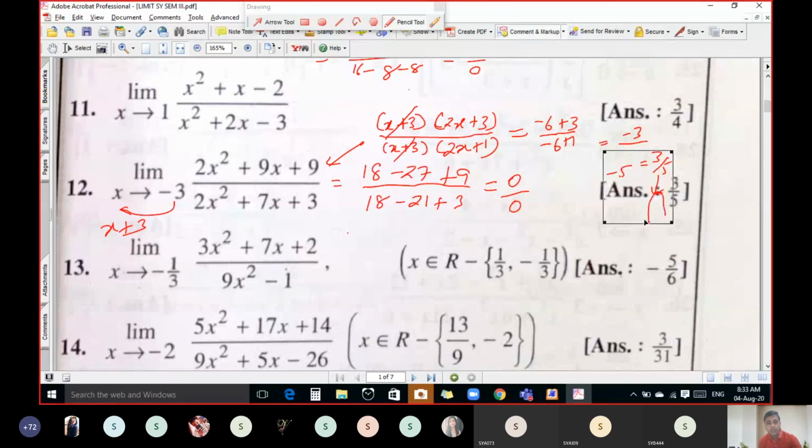So 3 by 5 is the answer for question number 12. That is the final answer. So this is the way to find out the answer for this type of question. So I think this is enough for today. We will continue remaining questions in next lecture.